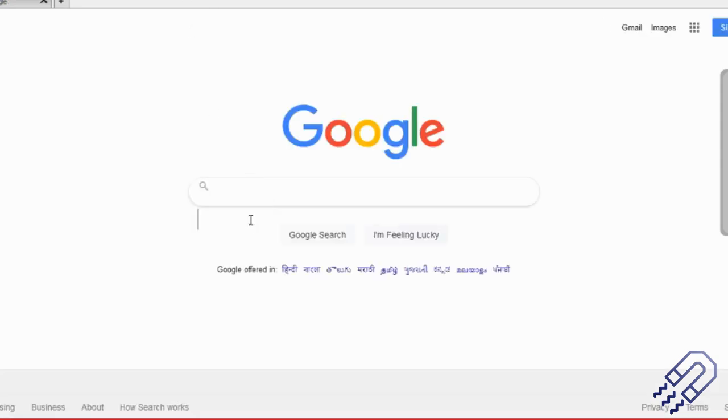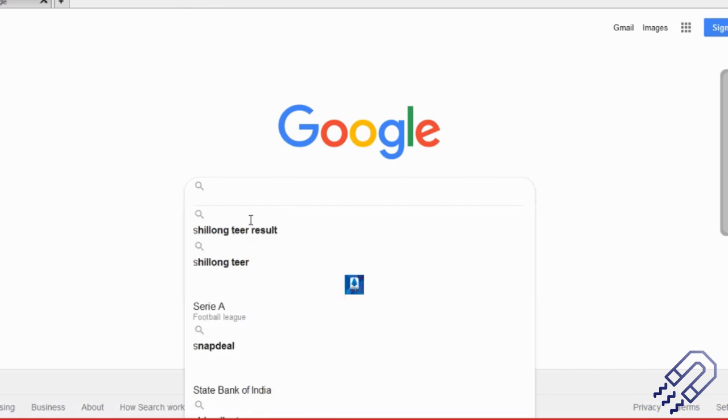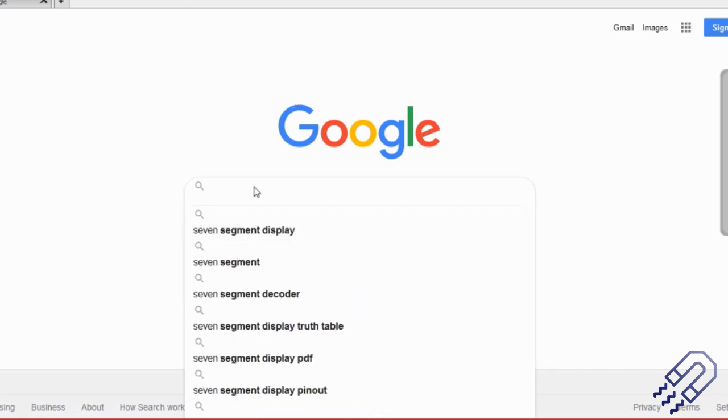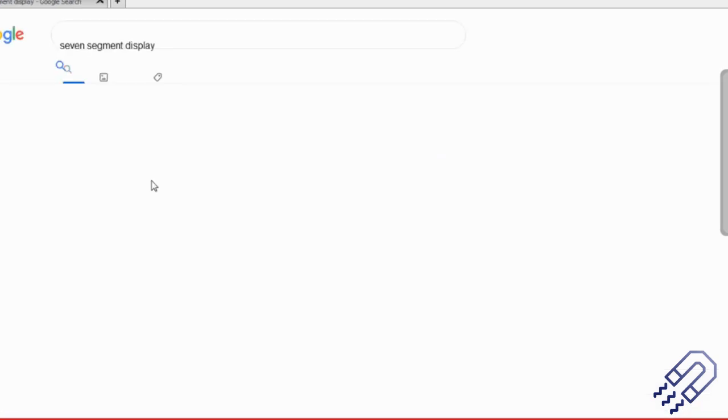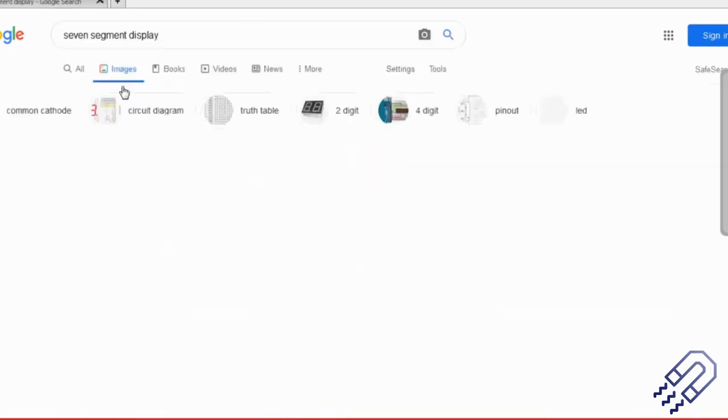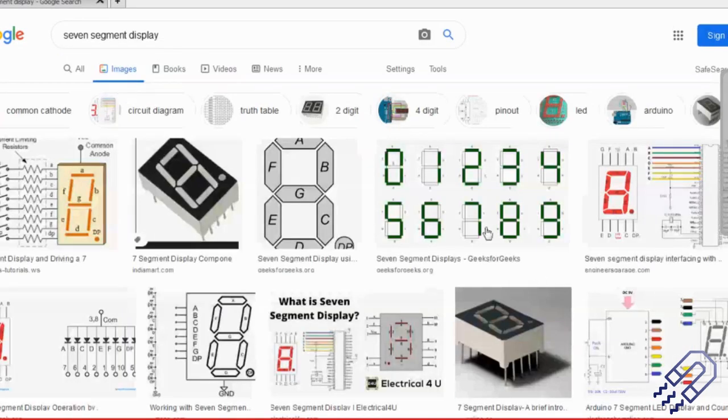Maybe I can show it to you once, if the net is fast. Let me go for the images of a 7-segment display. You see, this is the display that I'm talking about. I hope it opens. Yeah, so this is basically a 7-segment display.